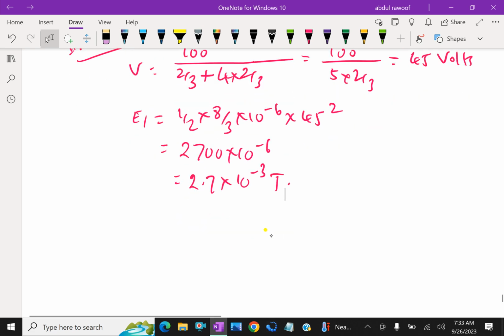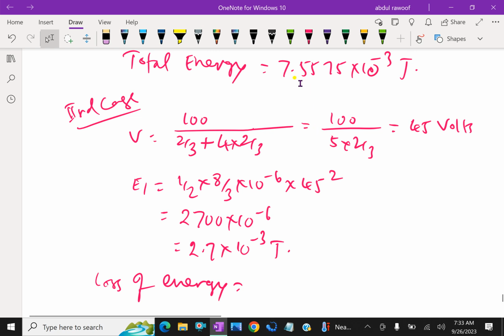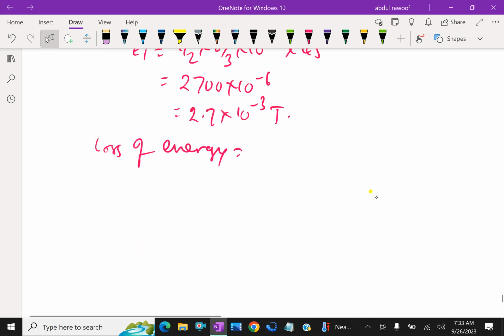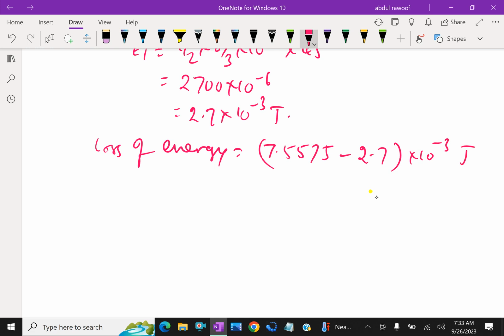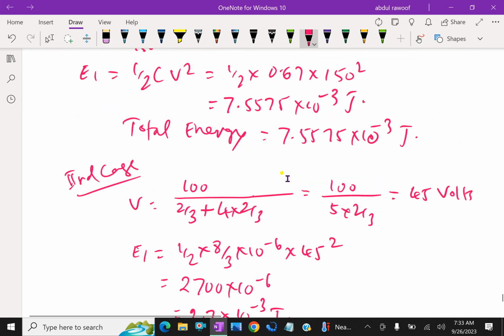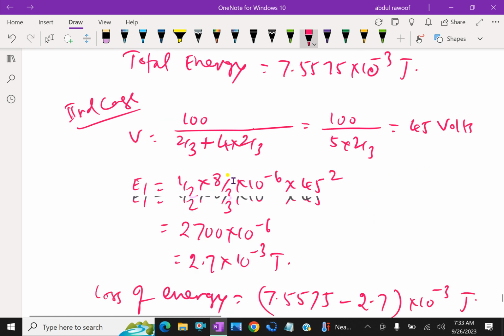Therefore, the loss of energy: you have to subtract from this first case energy 7.557 minus 2.7 into 10 power minus 3 joules, which is equal to 4.8575 into 10 power minus 3 joules. That much energy is lost because we are joining a capacitor in parallel to that original capacitor.